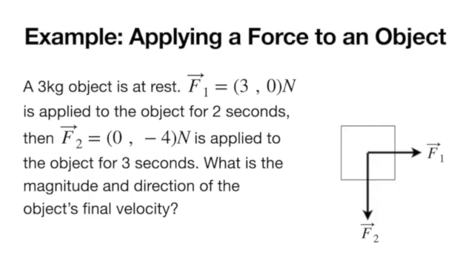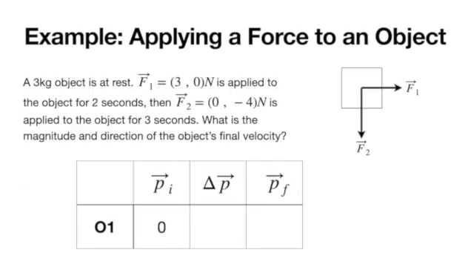So we have an object here, it's at rest, so initial velocity, speed, and momentum are all 0, and then 2 forces are applied to this object. One is to the right, 3 newtons to the right for 2 seconds, and one is down, -4 newtons in the y direction for 3 seconds. And we want to know, after both of these forces are applied, what is the magnitude and direction of the object's final velocity. Something to notice here, let's make a momentum chart.